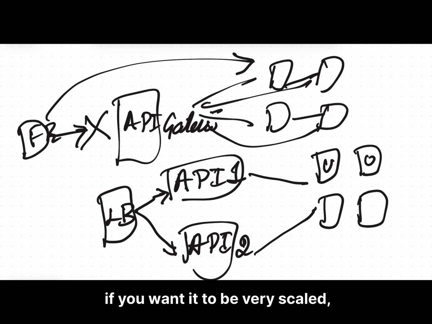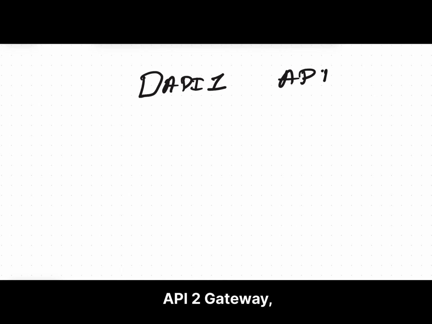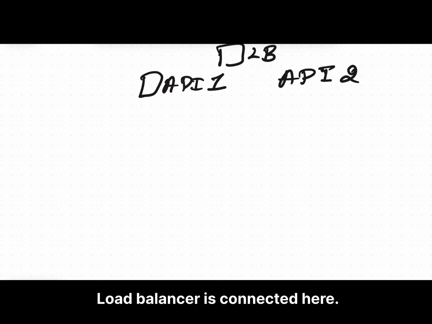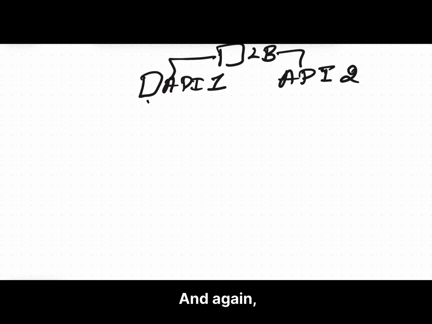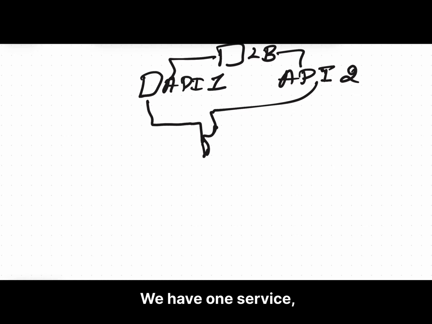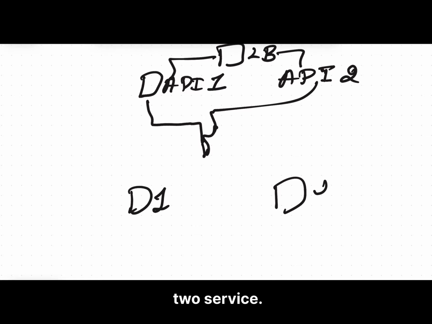And also, if you want it to be very scaled, I have seen it in very few system design architectures, in many companies I have seen it less. What people do is, this is API one gateway, API two gateway, load balancer. Load balancer is connected here. And again, as I told you, it will check. We have one service, second service, one, two service.